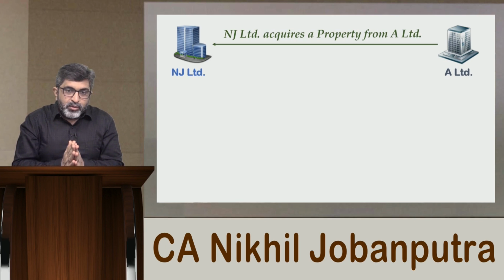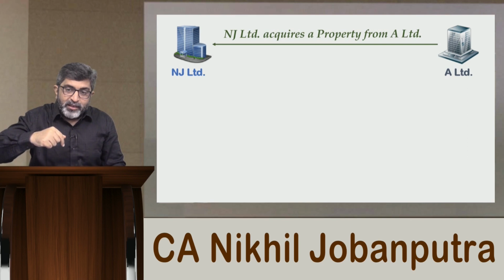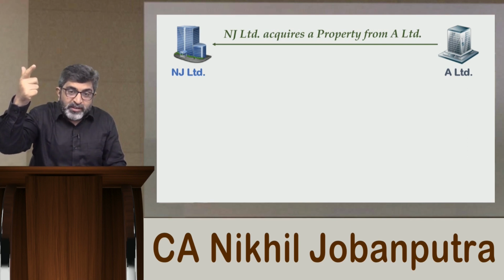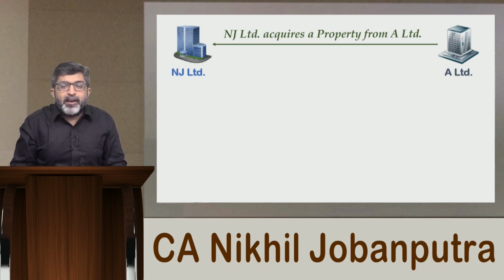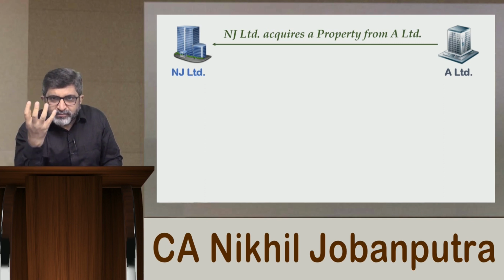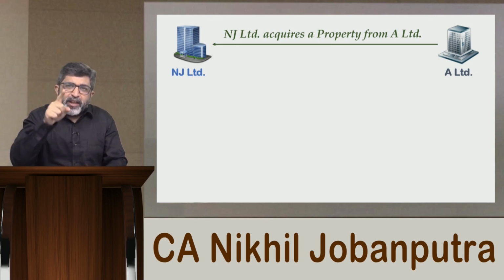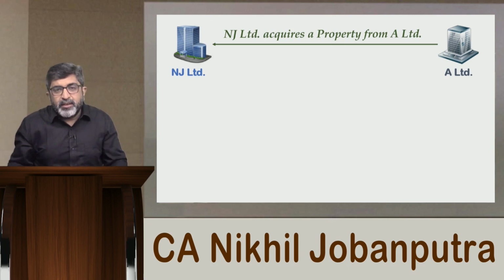Now, NJ Limited did not issue equity shares on 1st January. Shares will be issued on 30th of June, that is the settlement date. But between these two dates, that is between the date of purchase of property, 1st of January, and the date of settlement, 30th of June, there will be a reporting date, that is 31st March, the balance sheet date, the reporting date.